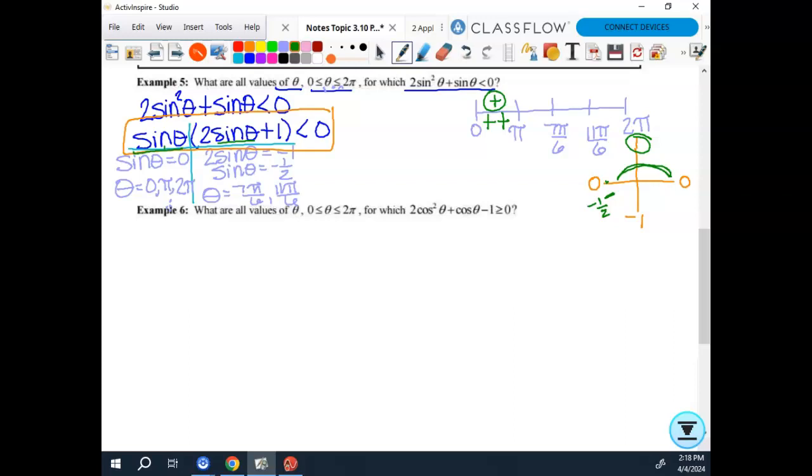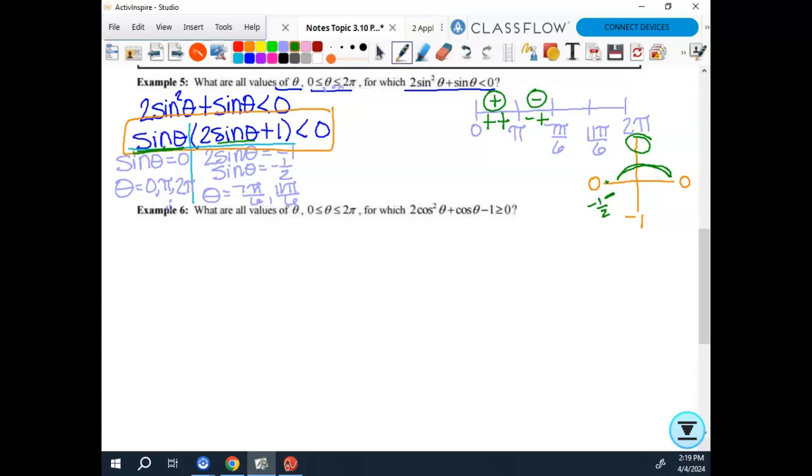What could we pick? What's a number between 0 and -1/2? -1/3. That work? Okay. So if I pick -1/3, and that is the sine value, not the angle, then -1/3 times 2 is -2/3. -2/3 plus 1, is that positive or negative? Positive. I don't even care what the number is, it's just positive. So that means this is negative overall.